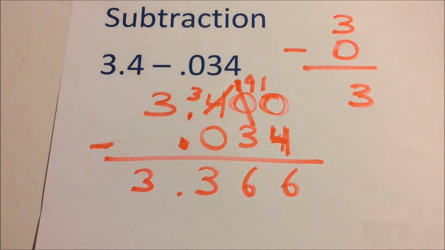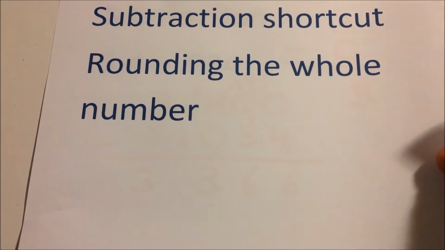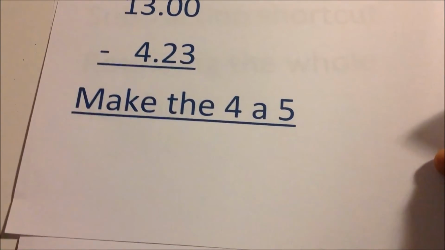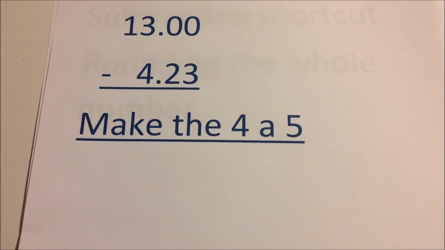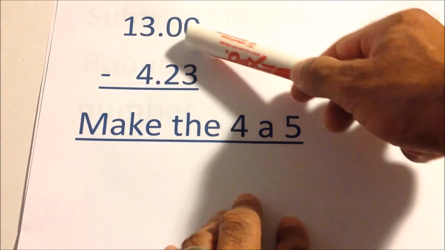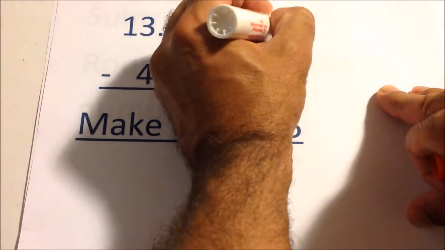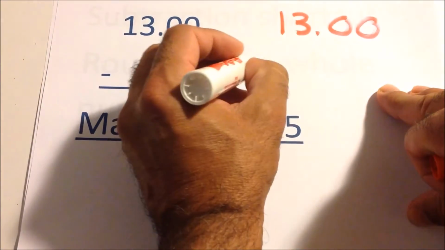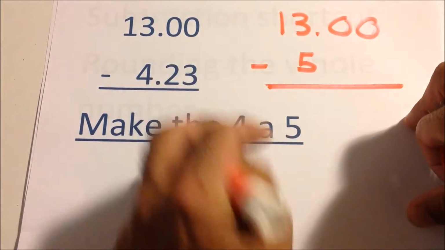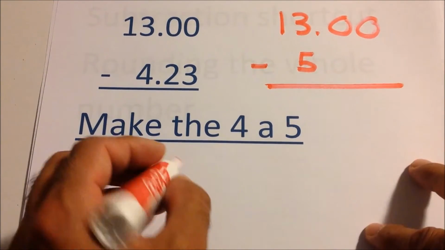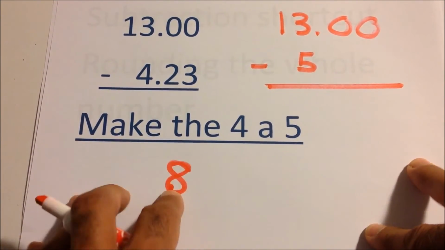Now, there's a subtraction shortcut. And the way we'll do it is we'll round the whole number. So let me give you an example here. Let's say I had 13 minus 4.23. And we'll do the shortcut only if we have a whole number on top. So what I can do here is I can make this 4 a 5 right away. I can make it 13 minus 5. Just do that right away. And what do you get when it's 13 minus 5? You get 8. So our estimate is around 8.